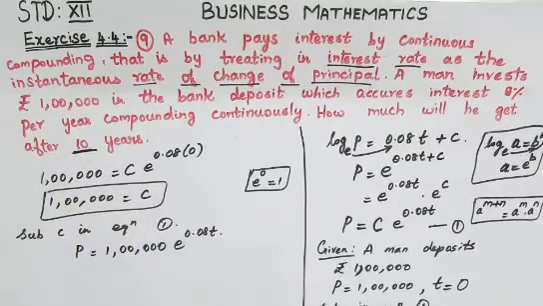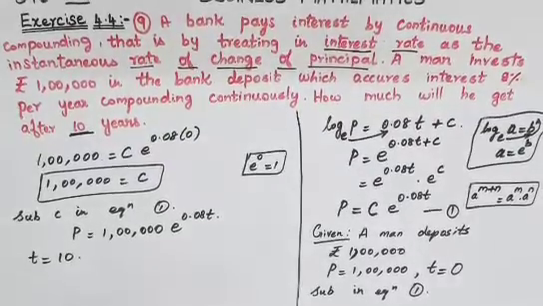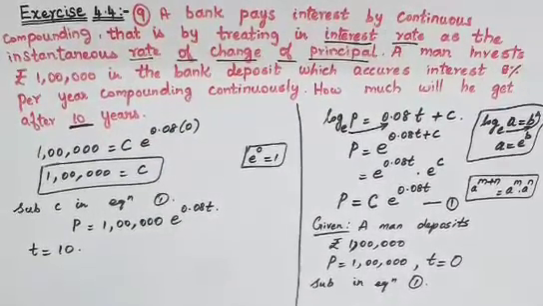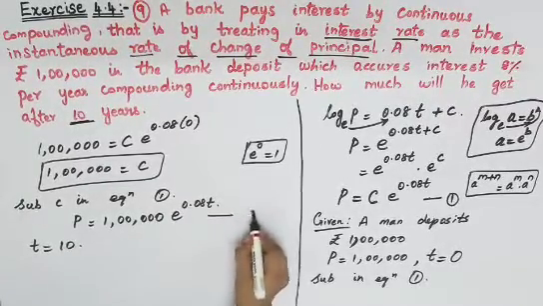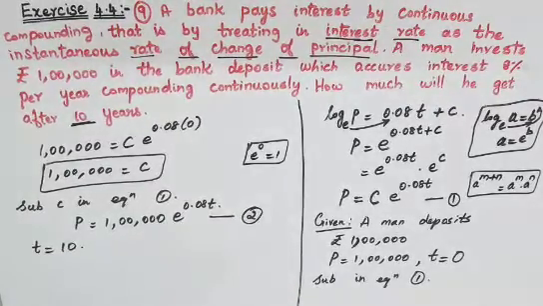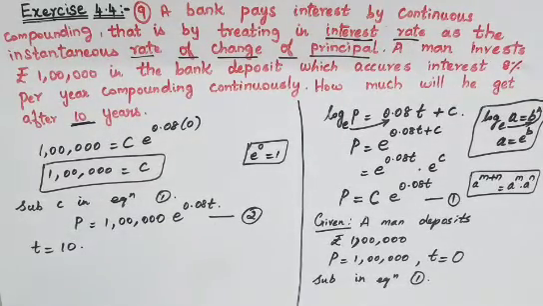The next condition is, they've asked you how much will he get after 10 years. So after 10 years we will have to find it. So t will become 10, because 10 years is given. So the time period will become 10 years. So now substitute this t in your equation. I'll just mark this as equation 2. So if you substitute it here, you'll know how much amount he is going to get after 10 years.